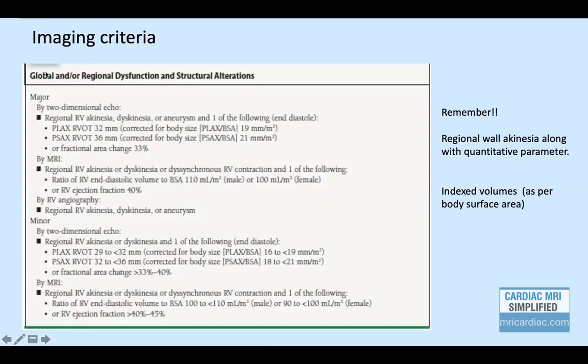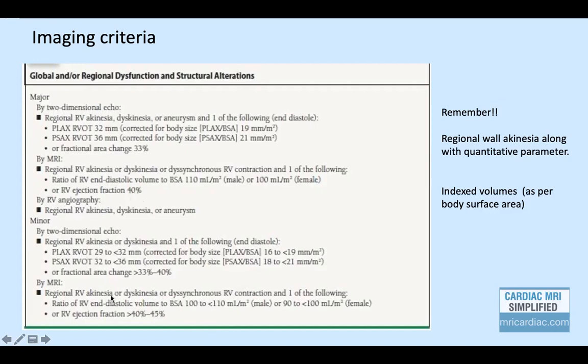So again, going through imaging criteria, especially for MRI, remember that it is regional RV akinesia or dyskinesia, as we had seen earlier, those small microaneurysms, along with any of these quantitative parameters. That is RV end diastolic volume more than 110 in male and more than 100 in female, or RV ejection fraction of less than 40%. So dyskinesia has to be there along with any of these parameters.